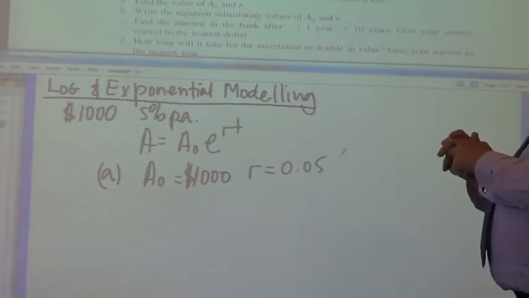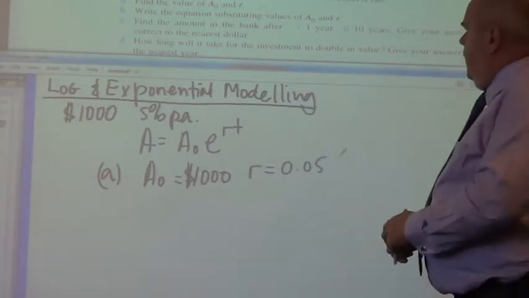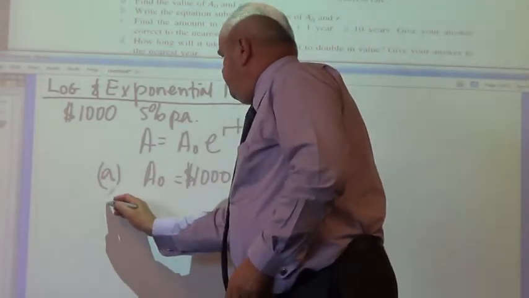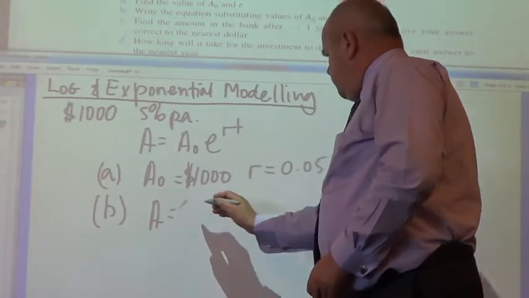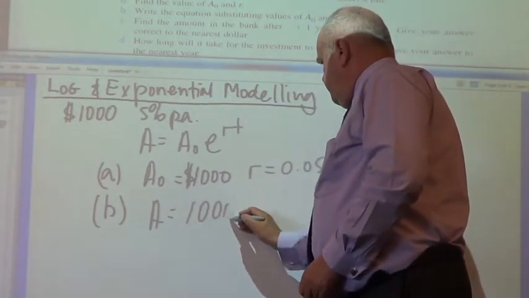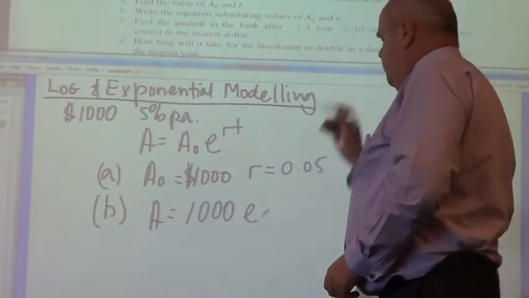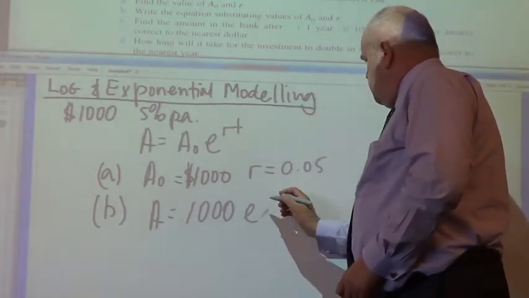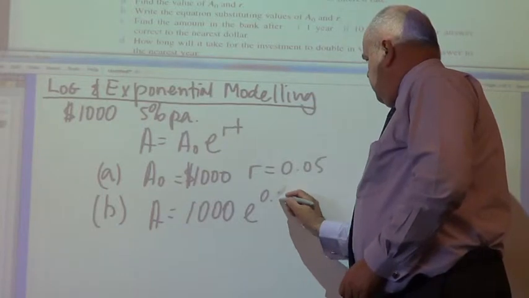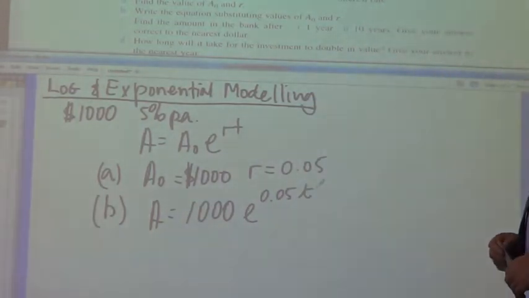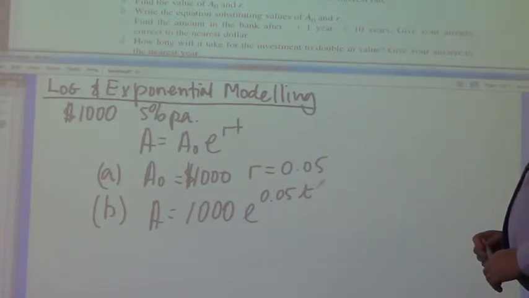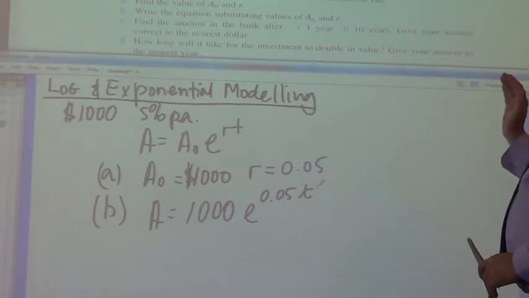Write an equation substituting values of A0 and r. Sure. Okay, so A is equal to 1,000 e raised to the power of rt, so 0.05t, just like that. I've replaced the values for r and A0. Part c, find the amount in the bank after 1 year and 10 years.